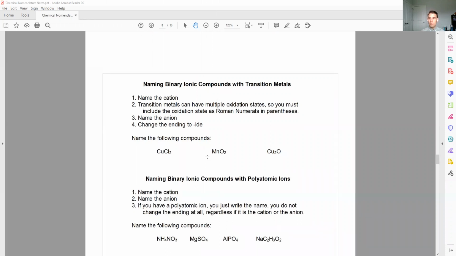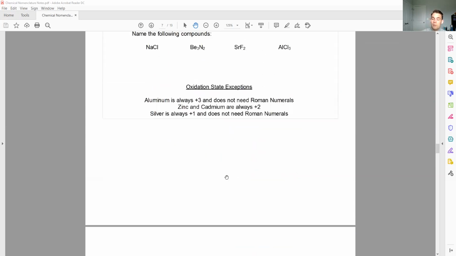Copper could be +1 or +2. Iron isn't always +2. It could be +1, +2, or +3. So transition metals have multiple oxidation numbers. There are exceptions though. Aluminum is always +3, so we don't need Roman numerals. We're going to talk about that.